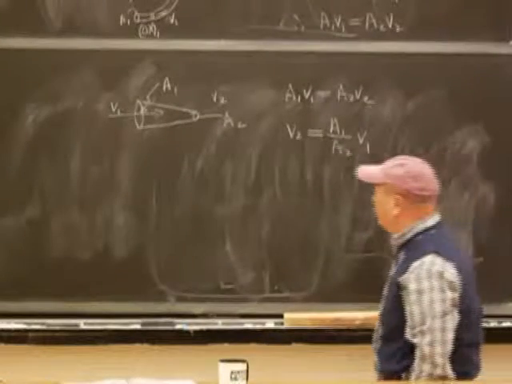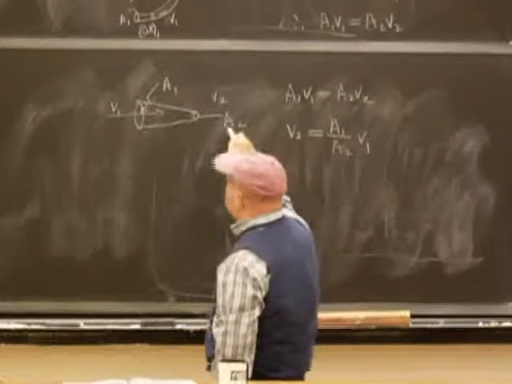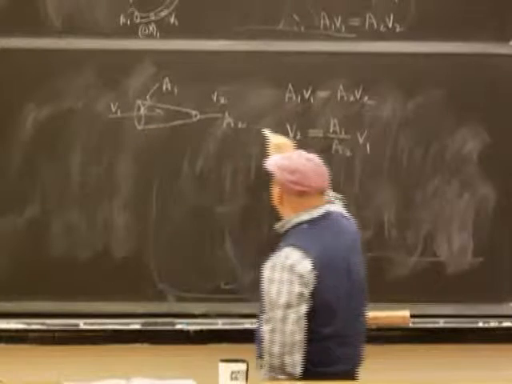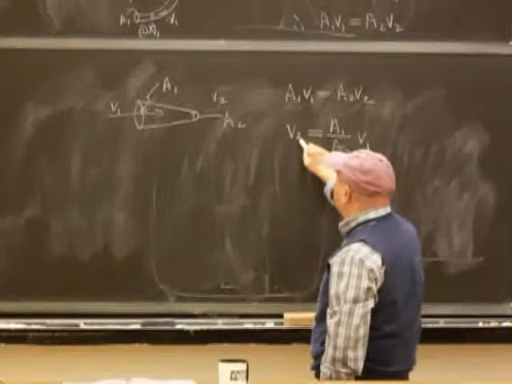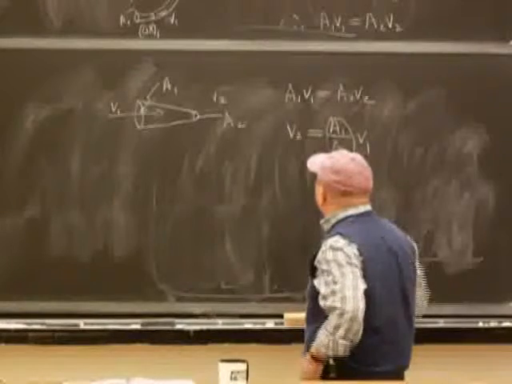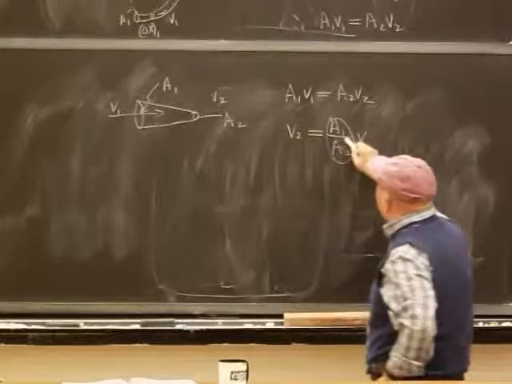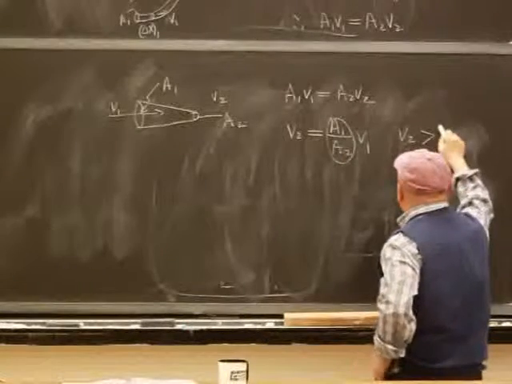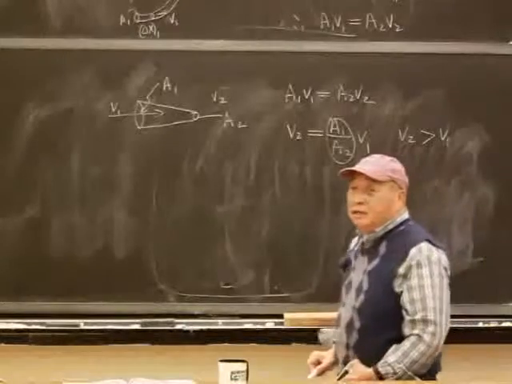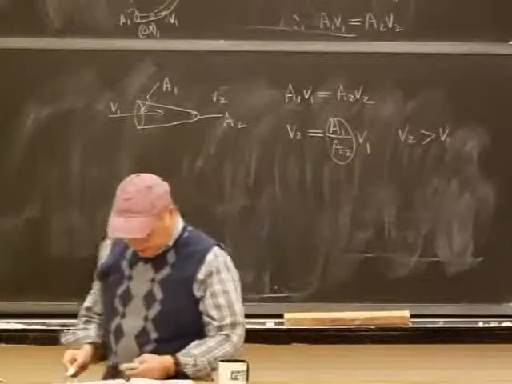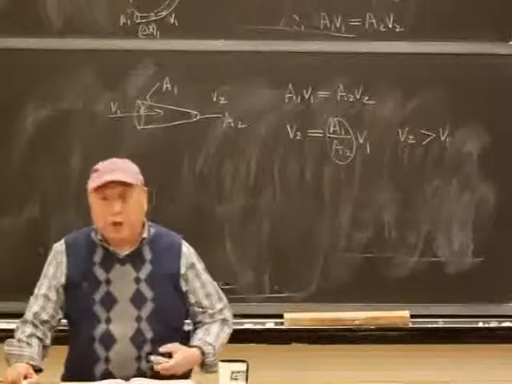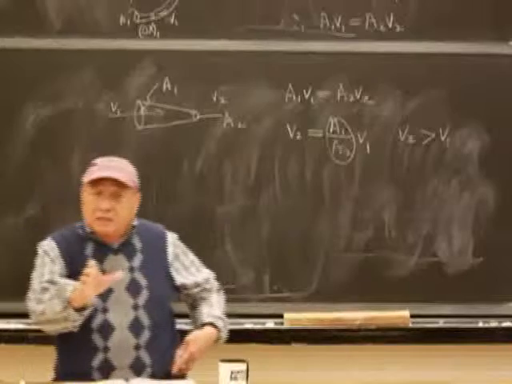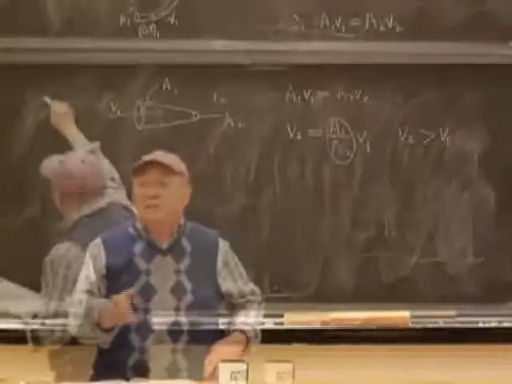So what does that say? A2 is small, so V1 is small. So when this goes through, A1 divided by A2 is larger. So V2 is going to be larger than V1. Is that very obvious? Yes. If you water your lawn, you squeeze it, and what happens? The water goes faster.